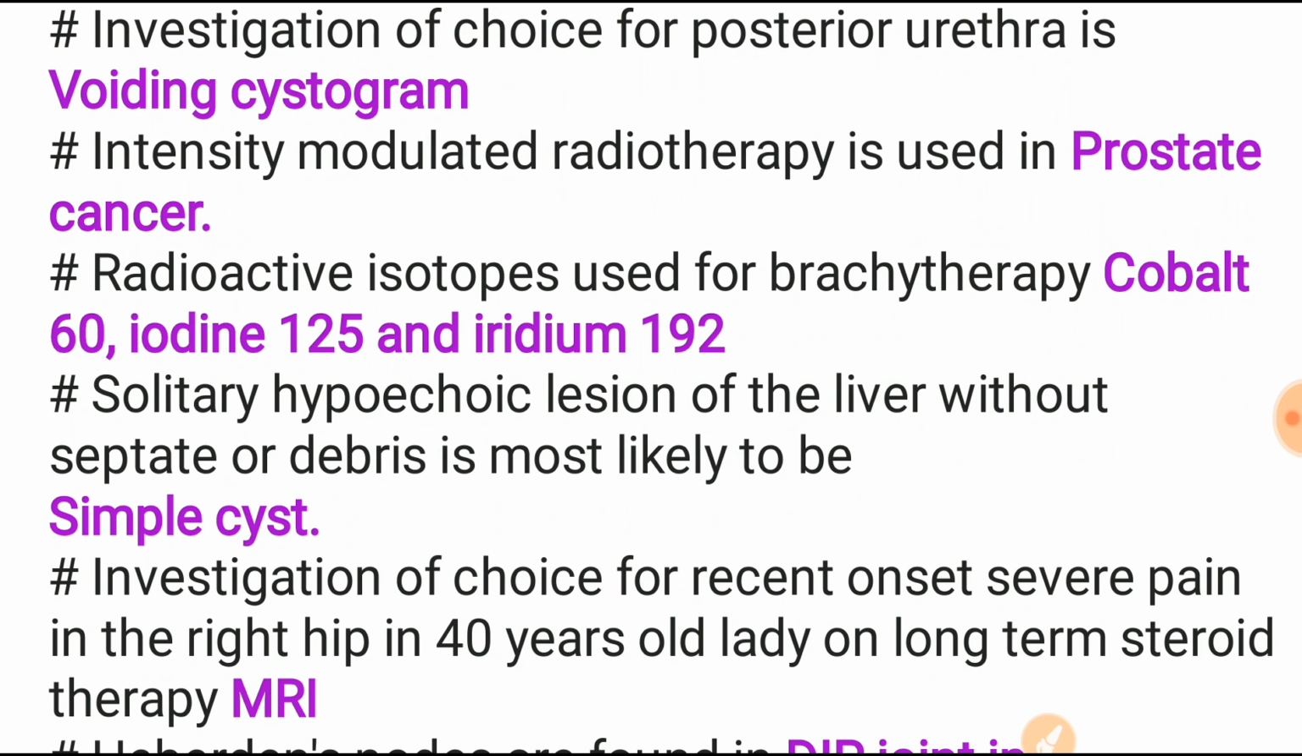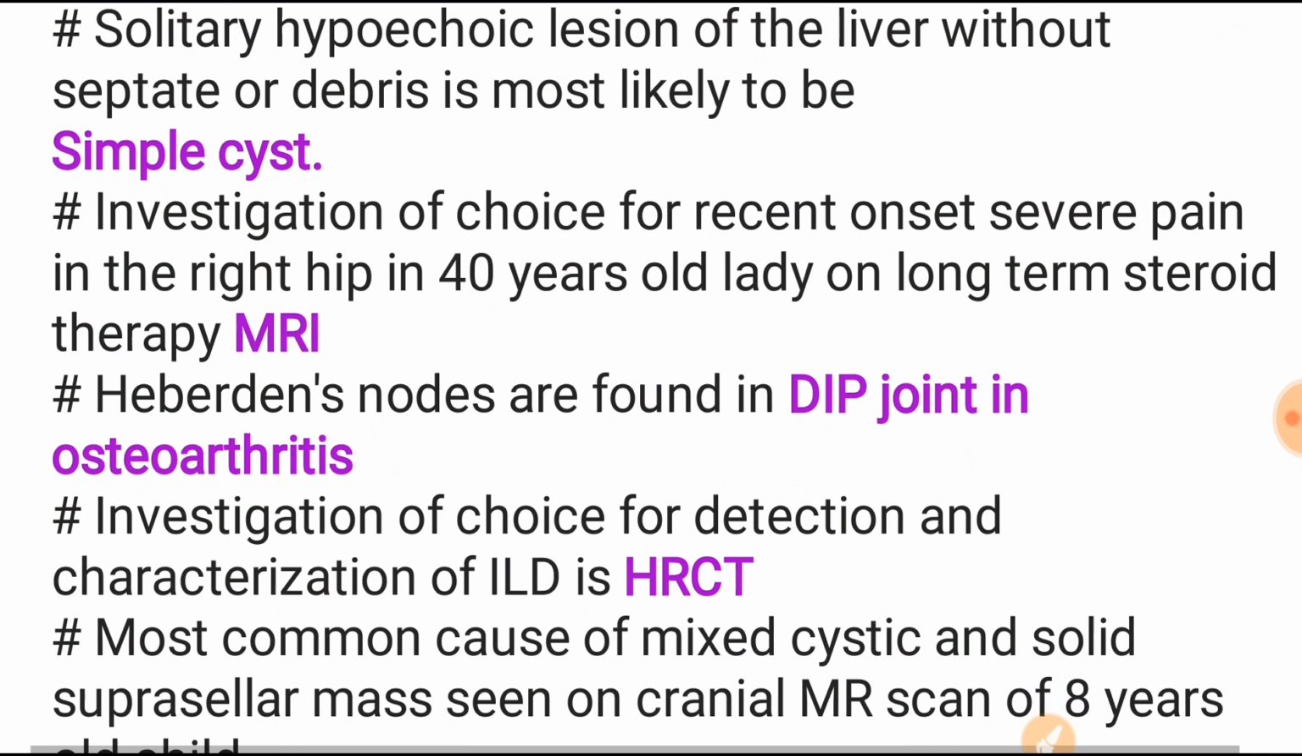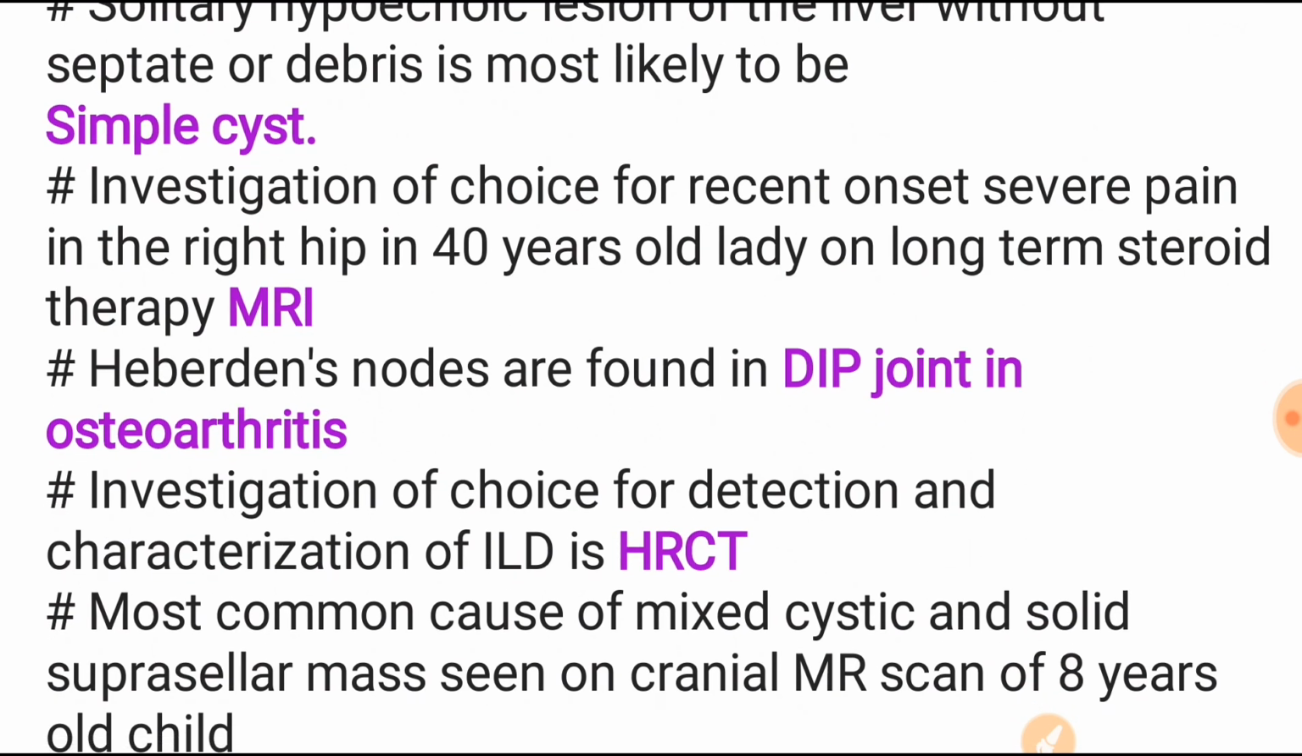Radioactive isotopes used for brachytherapy: here cobalt 60, iodine 125 and iridium 192 are used in brachytherapy, but the most commonly used is cobalt 60. A solitary hypoechoic lesion of the liver without septae or debris is most likely to be a simple cyst. The investigation of choice for recent onset severe pain in the right hip in a 40-year-old lady on long-term steroid therapy is MRI.